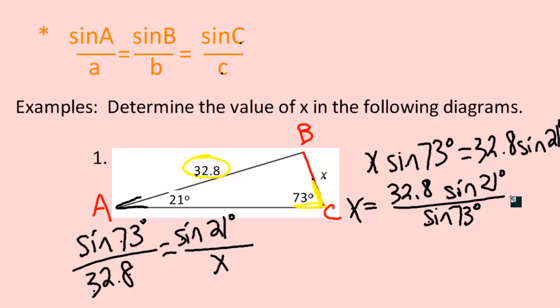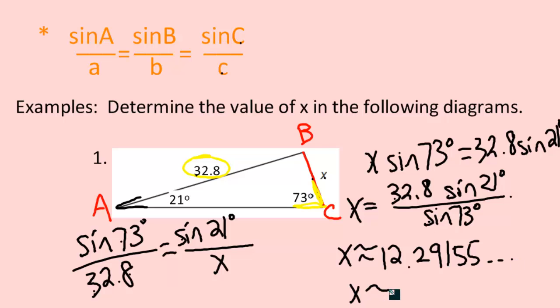This is a good old-fashioned calculator problem. On your calculator, you would literally type 32.8 times sine 21, divide that by sine of 73. But if you crunch these numbers, you should get x is about 12.29155. Generally for side lengths, we'll be rounding to the nearest tenth, so I'll call that about 12.3.